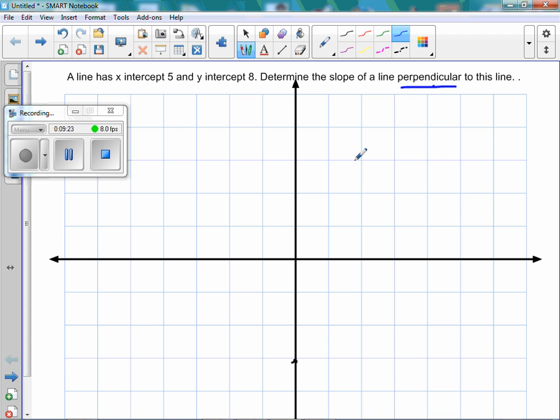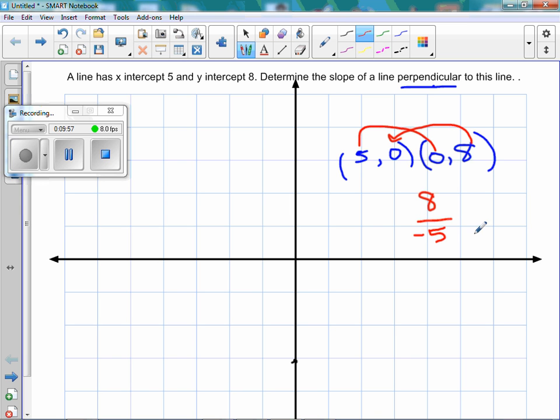When you have an x-intercept, we know that y is 0. So x is 5 and y is 0. For the other coordinate, the y-intercept is 8, so x is 0. Now we have the coordinates. Now we can easily determine the slope, and then we can determine what the perpendicular slope would be. So we're going to first subtract 8 minus 0, which gives you 8, and 0 minus 5, which gives you negative 5. So that is the slope.